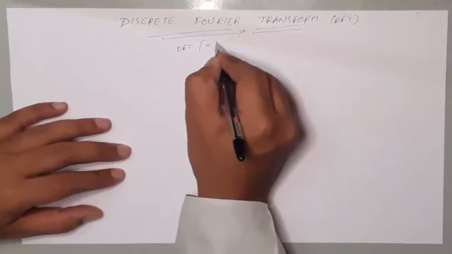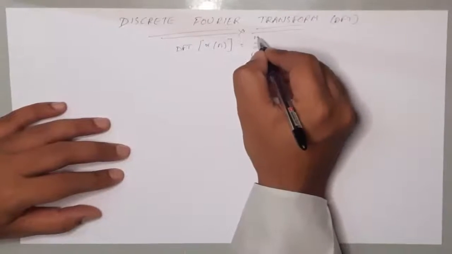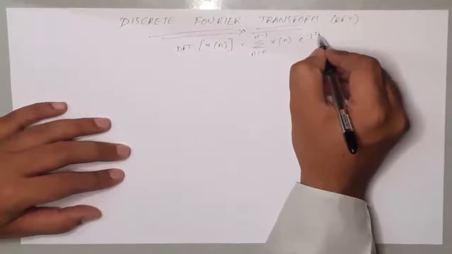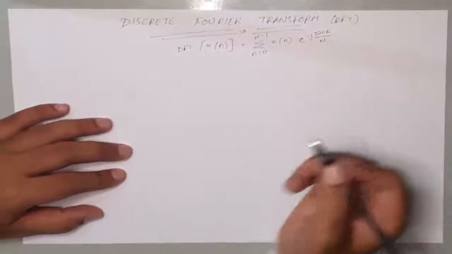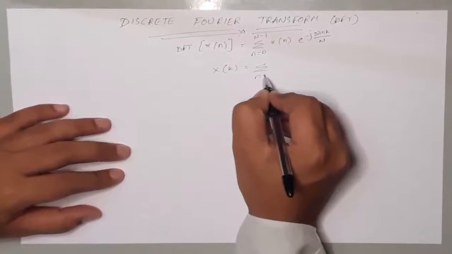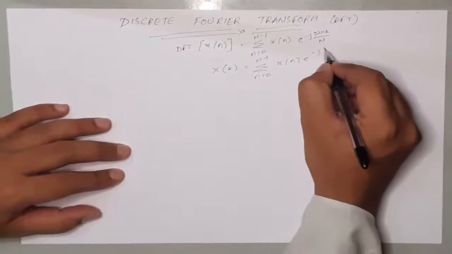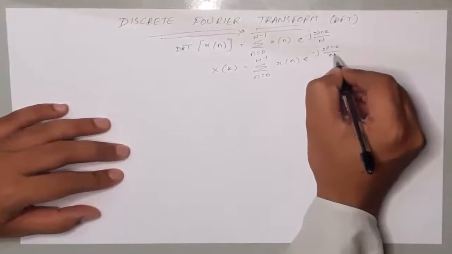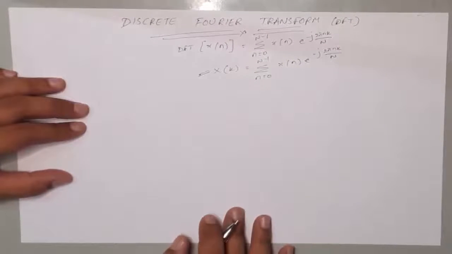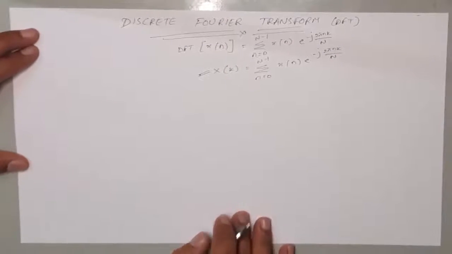DFT of a signal x of n is given by summation of n is equals to 0 to capital N minus 1 x of n e power of minus j 2 pi n k by capital N. This can also be written as capital X of k is equals to summation n is equals to 0 to N minus 1 x of n e power minus j 2 pi n k by capital N. So this is the major part that we will be using in the problems. So we will consider a problem and try to understand the DFT algorithm.